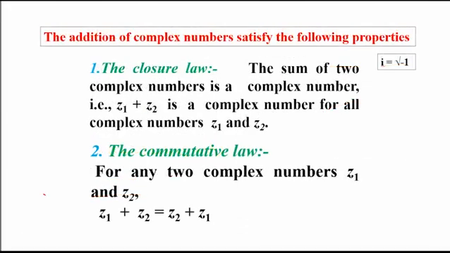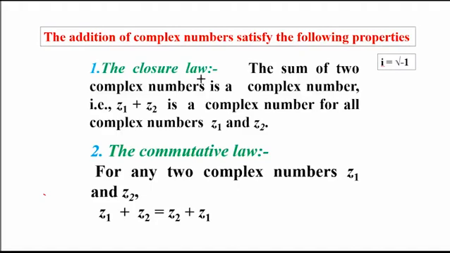Now in the next slide, the addition of complex numbers satisfies the following properties. What are the properties under addition of complex numbers? If you take any set of numbers, certain properties are supposed to be satisfied. Likewise, in complex numbers also, some properties must be satisfied, then only we will consider this as a set of complex numbers. Now the first one is the closure law.